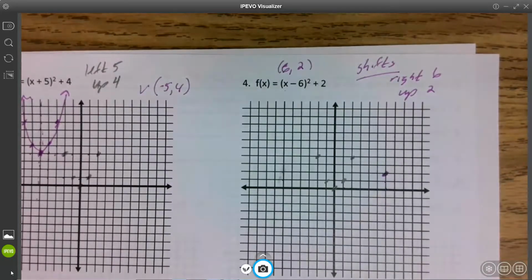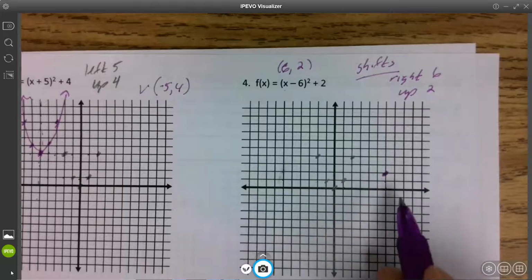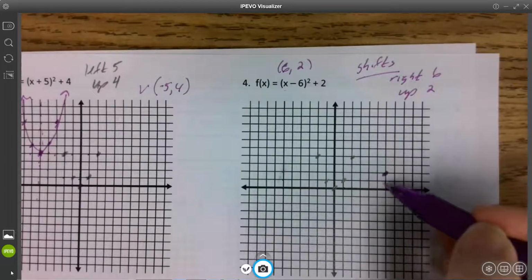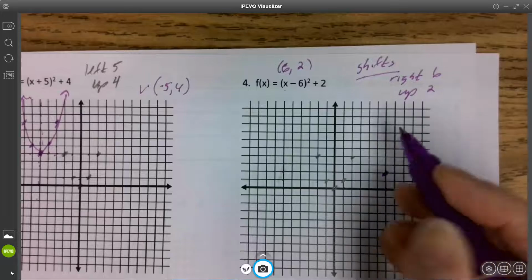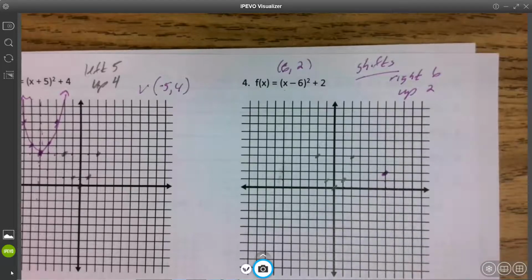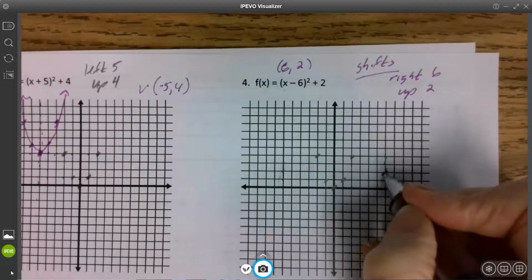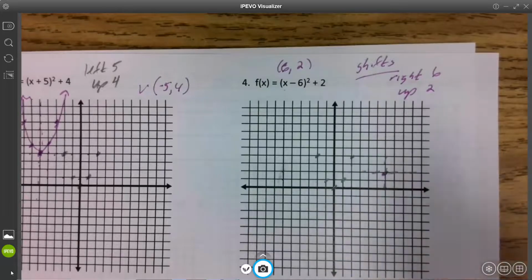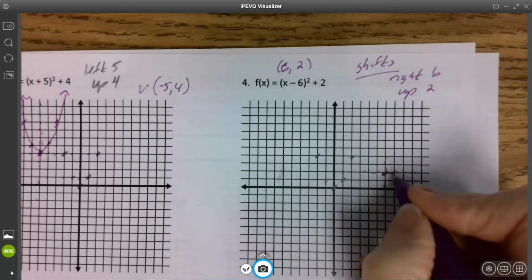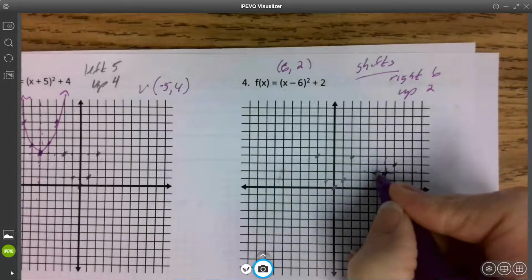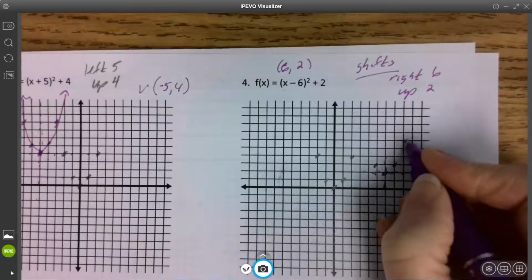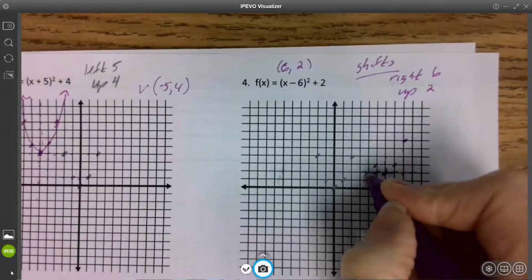There's my vertex. I can shift all my points, or the other option is I can plot my parent function right here. So if I plot my parent function right here, it's kind of like I do a little axis right here. I just kind of make my little axis right here as to what's happening. And then I go, well, I need 1, 1, negative 1, 1, 2, 4, and 2, 4.